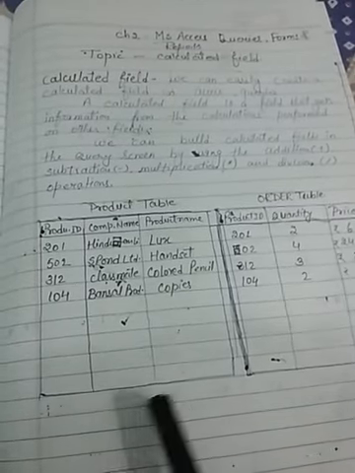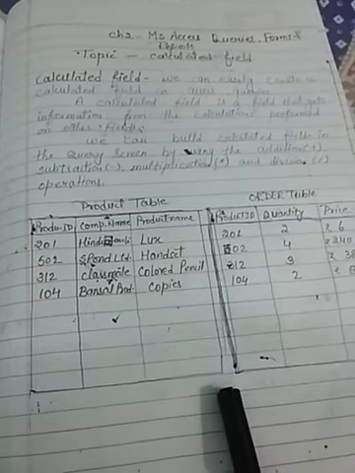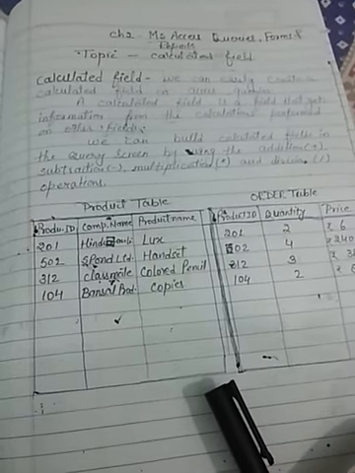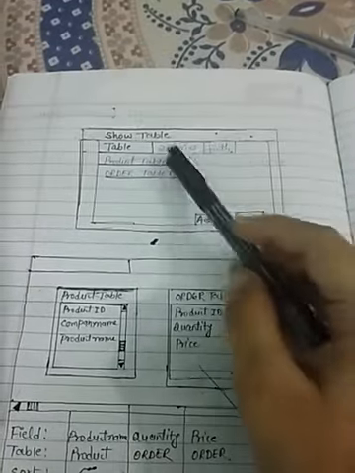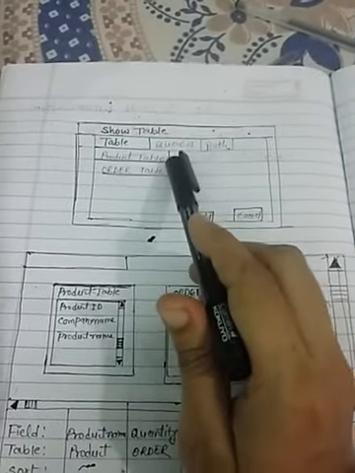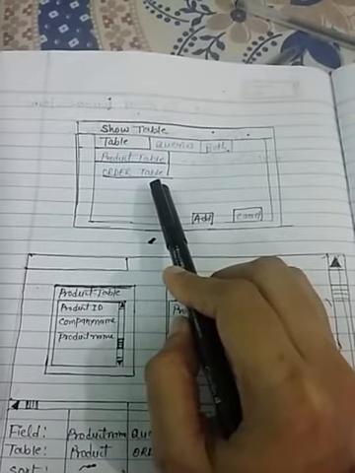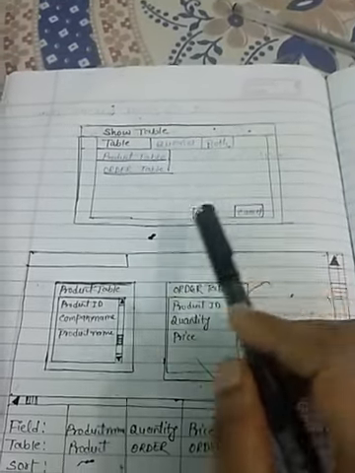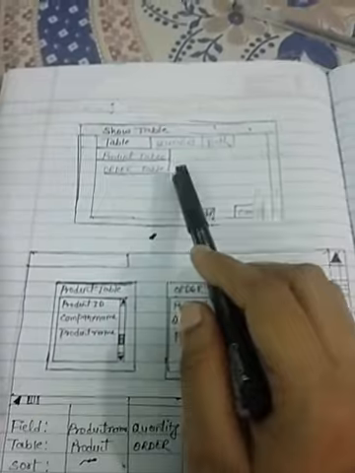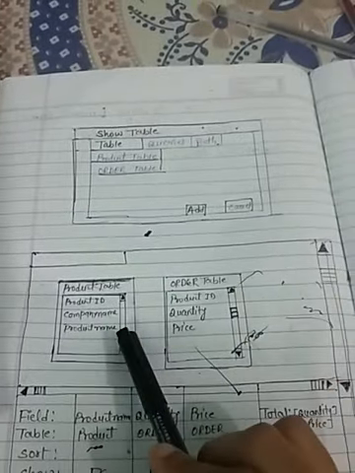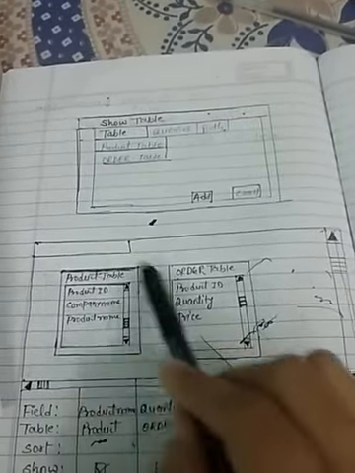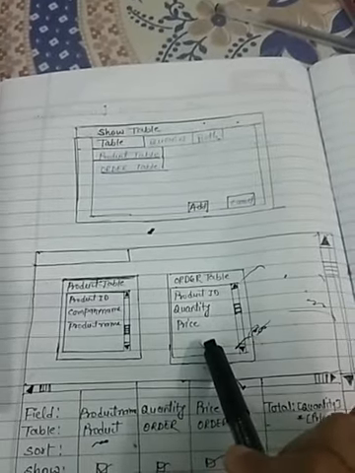So first you go to the Create button, choose Design, and click on Query Design. When you click on Query Design, the Show Table dialog will appear. You have to choose the product table and order table, both one by one. Add the product table and order table in your query design window. That is the product table and that is the order table.